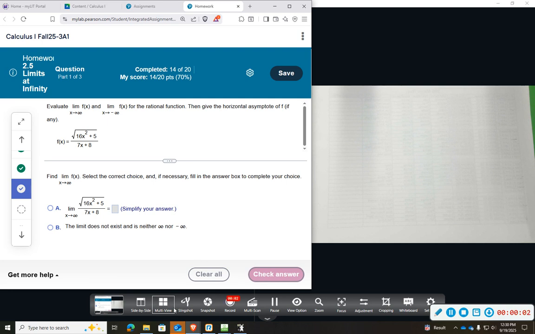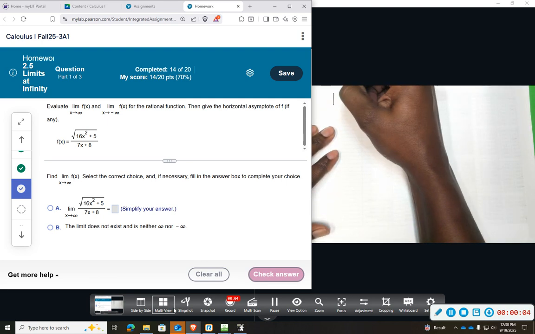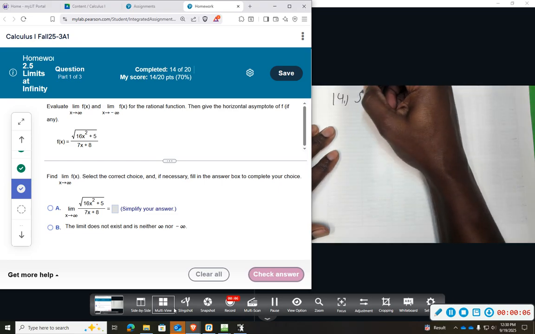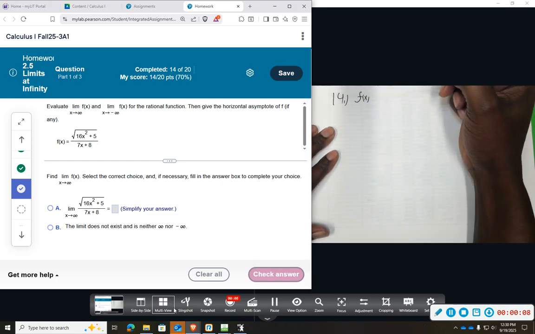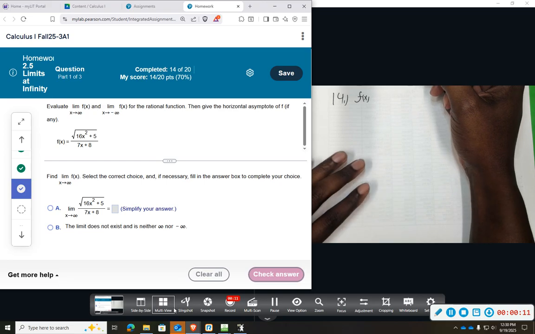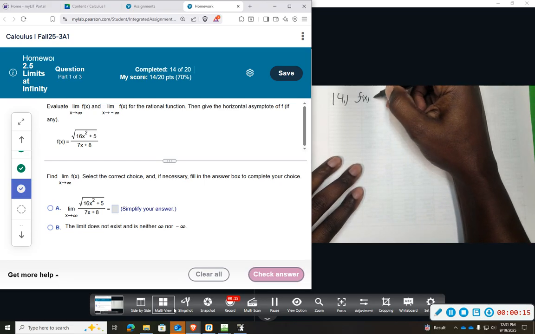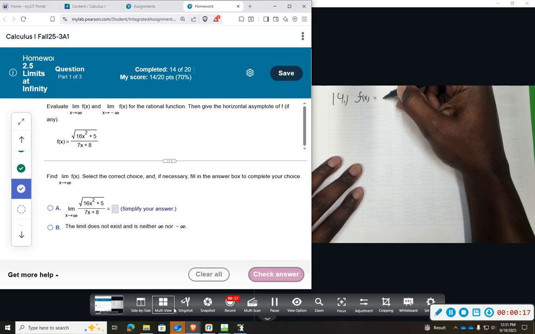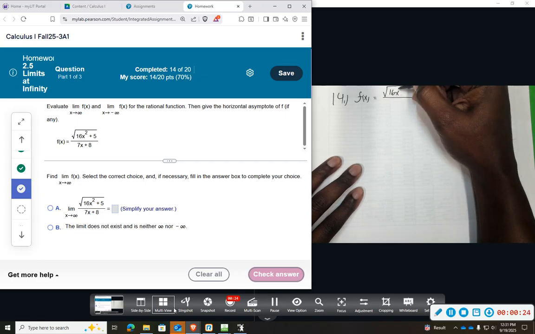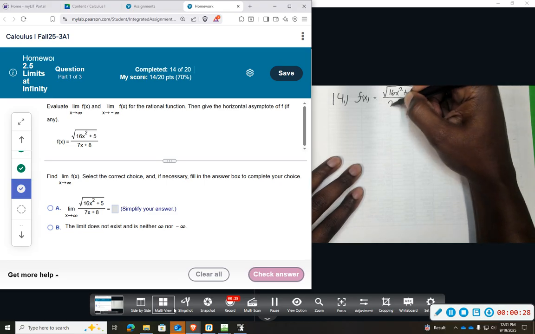All right, number 14, we're going to find the limit of f of x as we go to positive infinity, negative infinity, and then state the asymptotes. The function is the square root of 16x squared plus 5, over 7x plus 8.